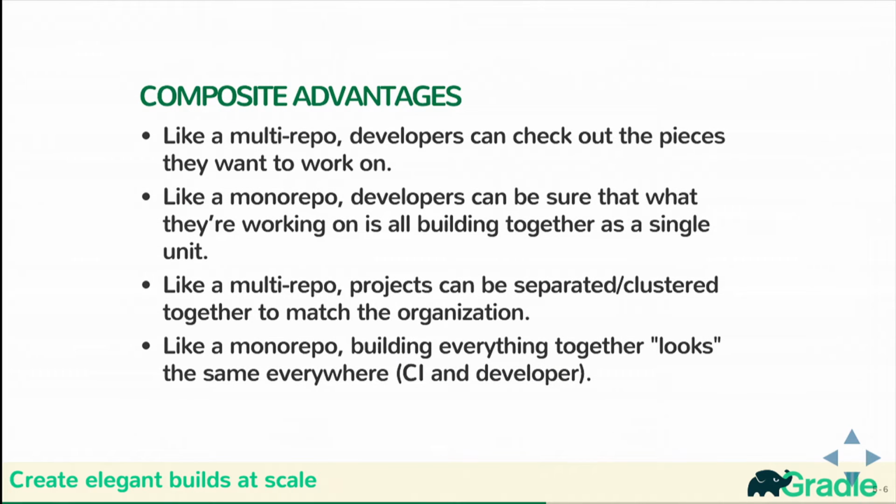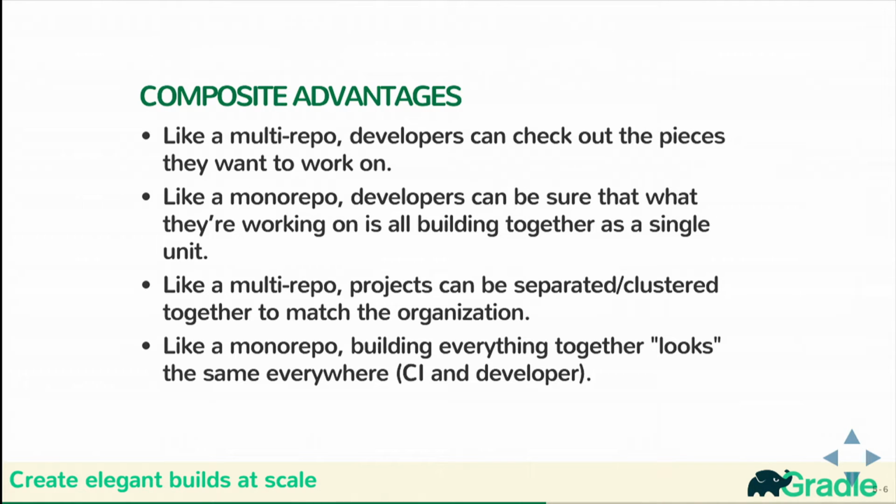So some advantages of using composite builds. Like a multi-repo, developers can check out just the pieces that they actually want to work on. They don't have to have everything. But like a monorepo, when they're building, they know that the things they have checked out in their composite are the things that they're building against. There's no question about, did I publish to Maven local? Am I setting up the path just right so I'm getting the right jar file?